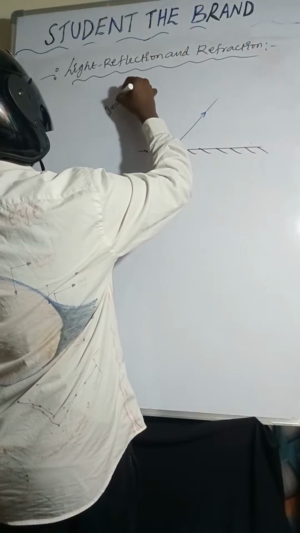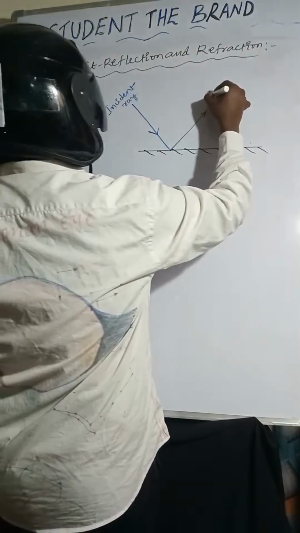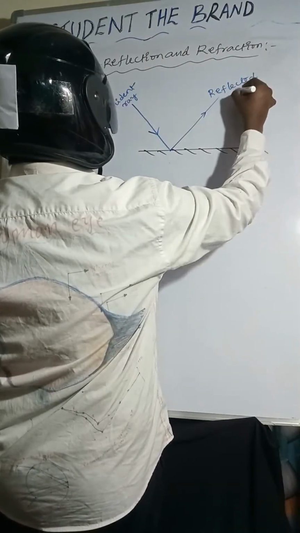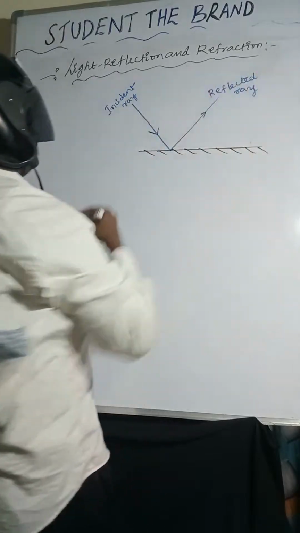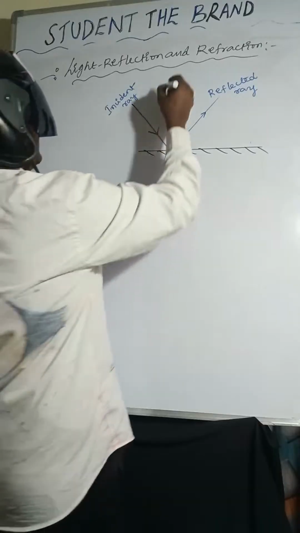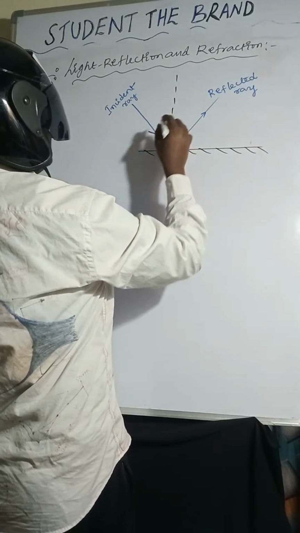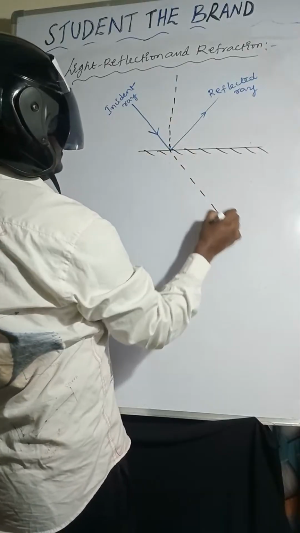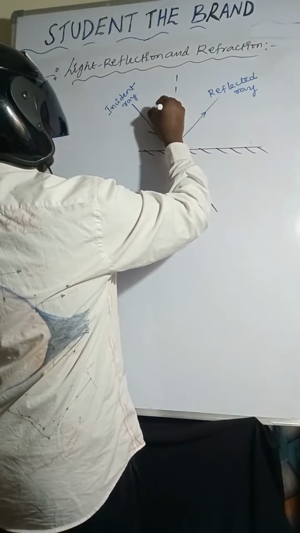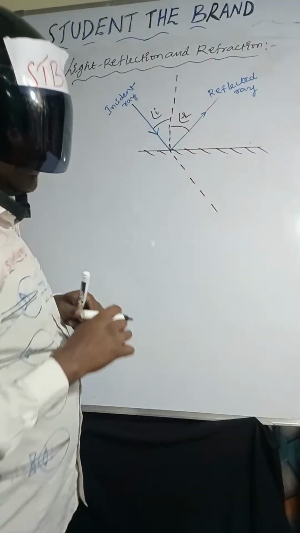Incident ray, reflected ray, and the line which is perpendicular to the plane surface is called the normal line. The angle between the incident ray and the normal line is called the angle of incidence. The angle between the reflected ray and the normal line is called the angle of reflection.